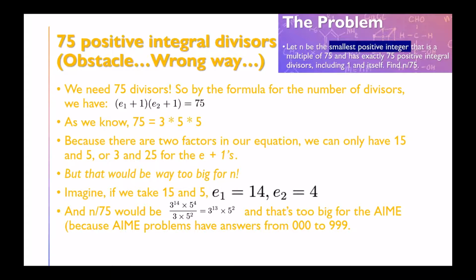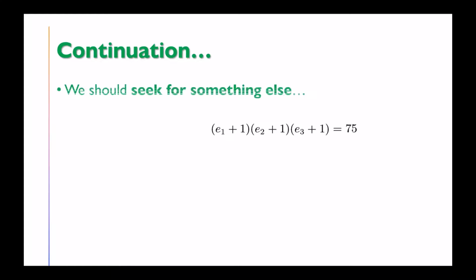And 999 is the biggest number that is possible, but 3 exponent 13 would certainly be bigger than 999, so it wouldn't fit. So now we're stuck. So now we should seek for something else.